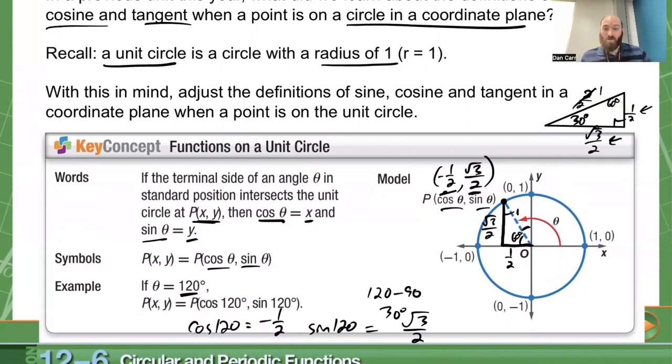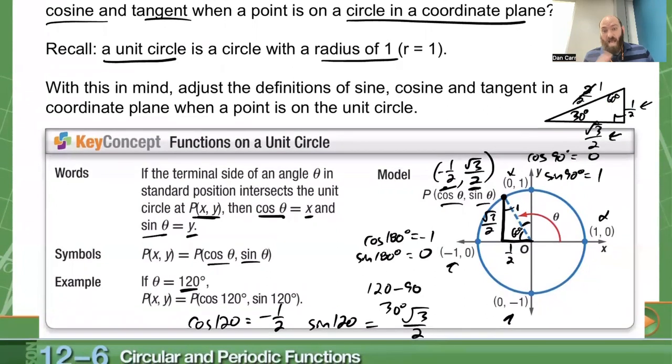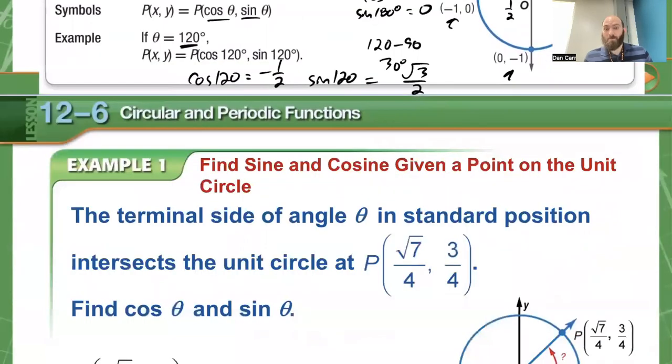All the points that are on the unit circle are written as (cosine theta, sine theta), which means I can look at these points here as the same thing. So the cosine of 90 degrees is 0. The sine of 90 degrees is 1. The cosine of 180 degrees is negative 1, and the sine of 180 degrees is 0. So we're representing this on the unit circle as these points, these x and y values. That is what we're getting at here.